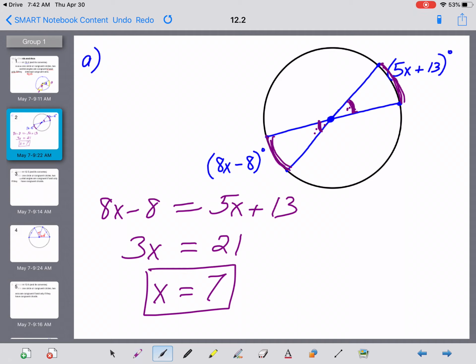And if we just wanted to verify that, it's never a bad idea to plug that in here. 8 times 7 is 56, and 56 minus 8 is going to get us a 48 degree arc right there. Top right, 5 times 7 is going to be 35 degrees, and 35 plus 13 is going to give us 48 degrees here as well. So, just like we hoped, we can see that those two arcs have to be congruent because we have two central angles that are vertical angles, and they have to be congruent to each other as well.